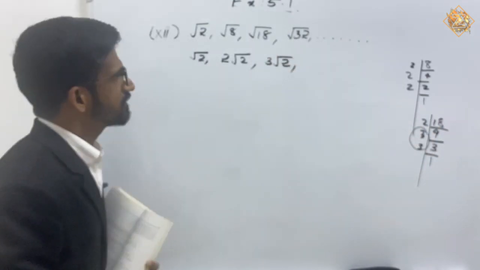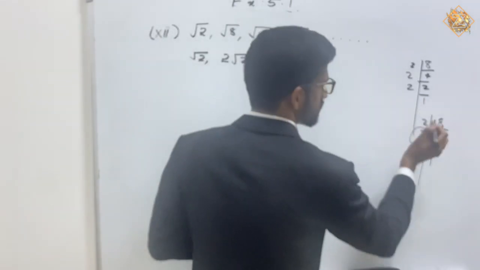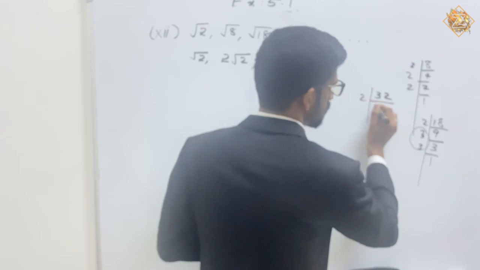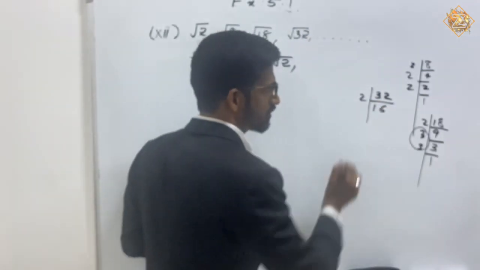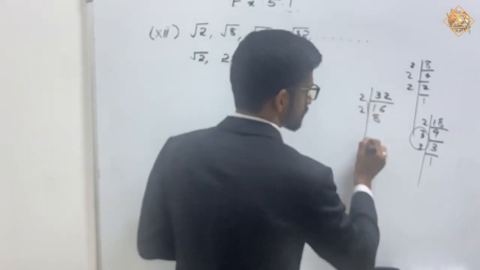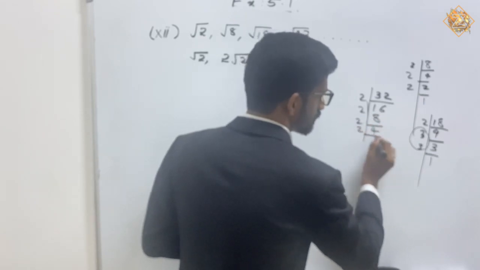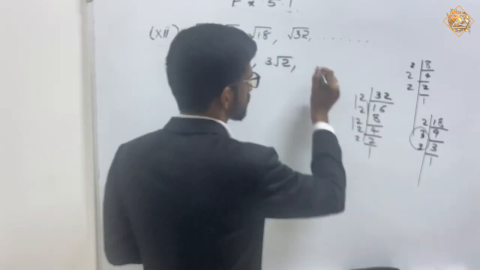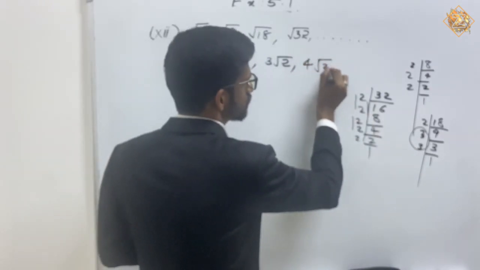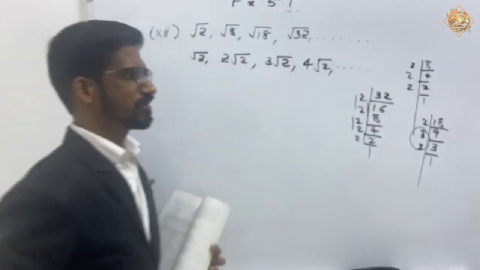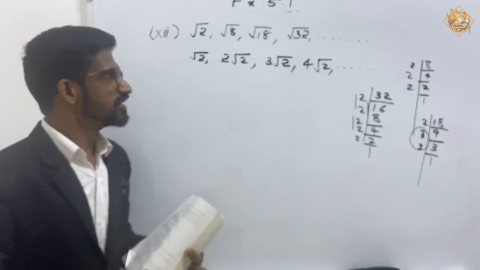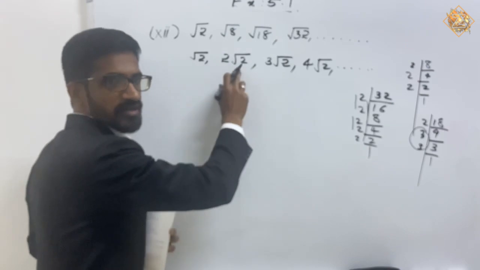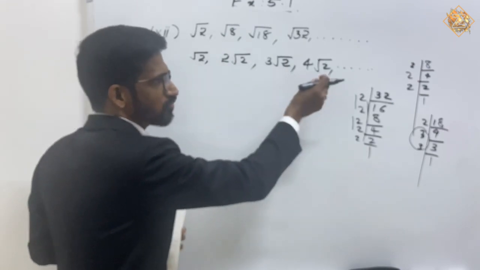And we have 32 also. So 32, doing the prime factorization, 2 into 16 is 32, 2 into 8, 2 into 4, 2 into 2, 2 into 1, isn't it? So that is 4 root 2, etc. It's clear for you, isn't it? So these numbers we converted to root 2, 2 root 2, 3 root 2, 4 root 2, etc.